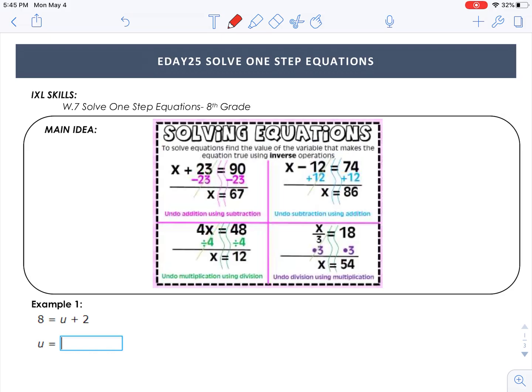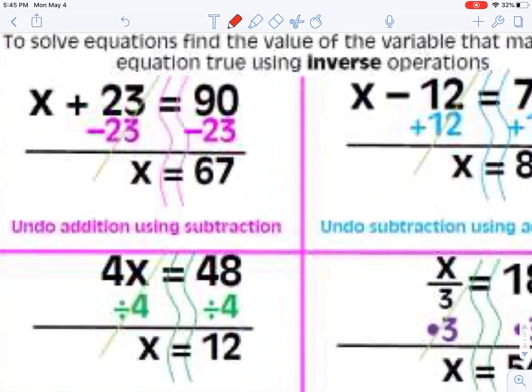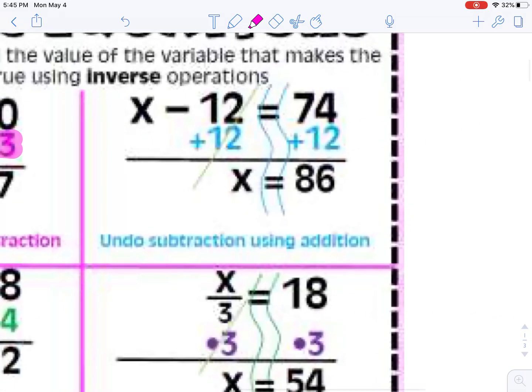We are going to be solving one-step equations. You're thinking about what will undo an operation. If you have a plus sign, what would undo that is subtracting. And just remember, what you do to one side, you must do to the other. If your original problem has a subtraction sign, the inverse operation would be addition. And what you do to one side, you do to the other.